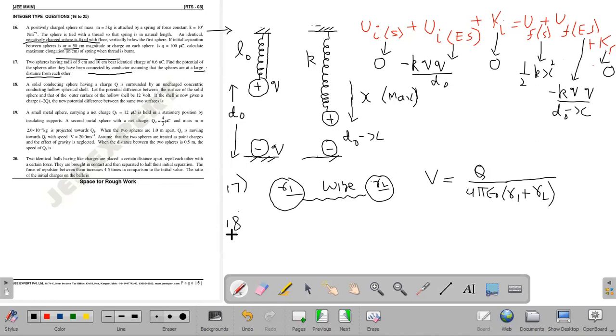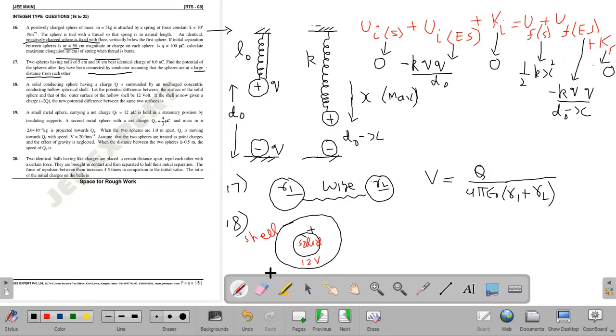For 18th question. A solid conducting sphere has a charge q, surrounded by an uncharged concentric conducting hollow spherical shell. Let the potential difference between the surfaces be this. Okay, very good. So there is a solid conducting sphere with some charge, surrounded by a metallic shell, and in this case the potential difference is 12 volt. Inside we have a solid metal, outside a hollow metallic shell, and the potential difference between these two is 12.